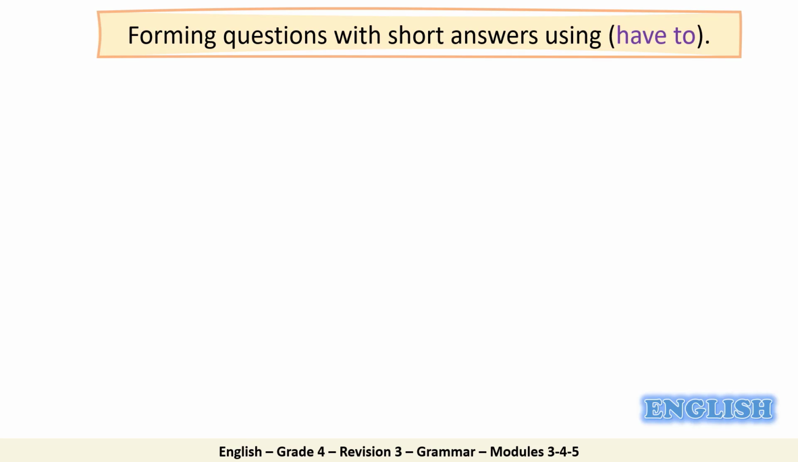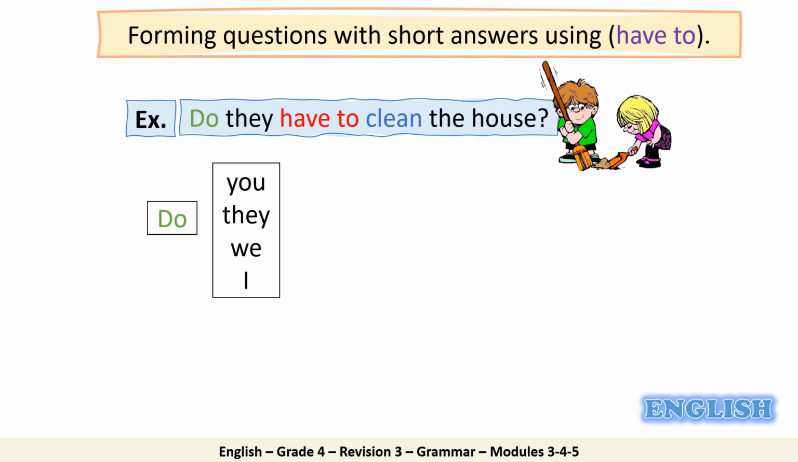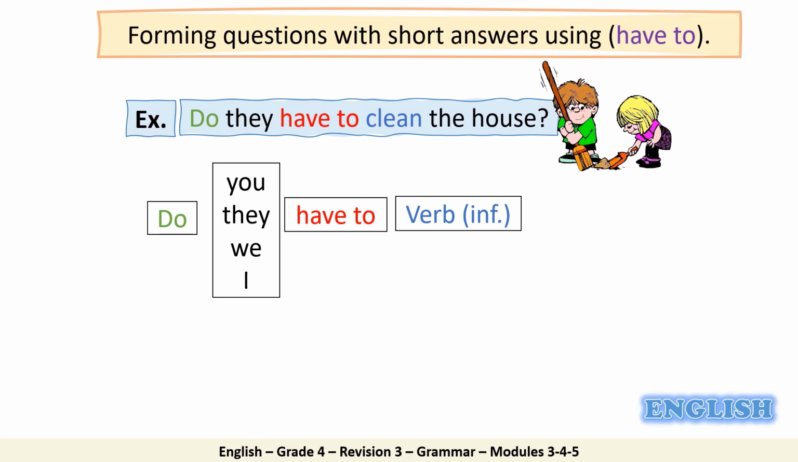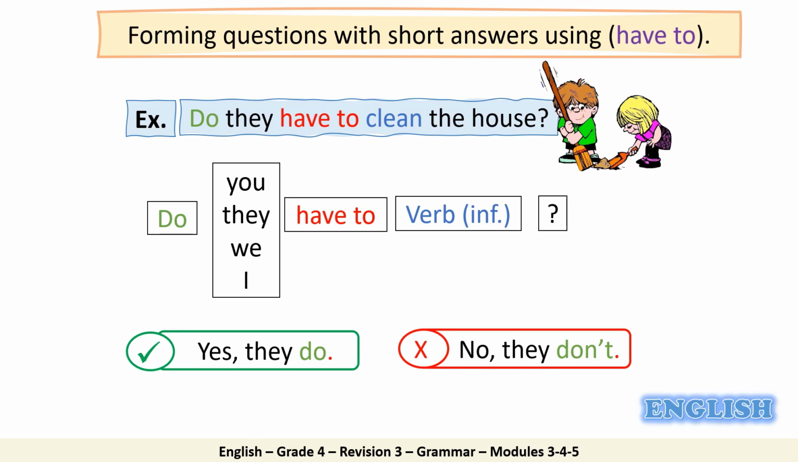Forming questions with short answers using have to. Read the example with me. Do they have to clean the house? We start with do, you, they, we, or I, then have to, then the verb in the infinitive form and the question mark. If you want to answer with the affirmative, we would say, yes, they do. And if you want to answer with the negative, we would say, no, they don't.